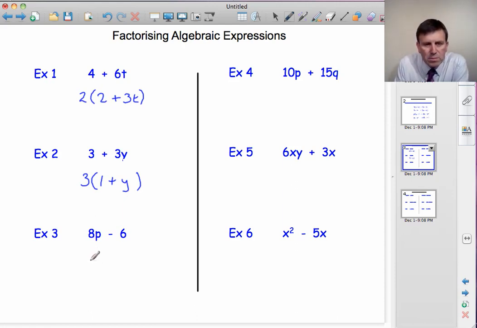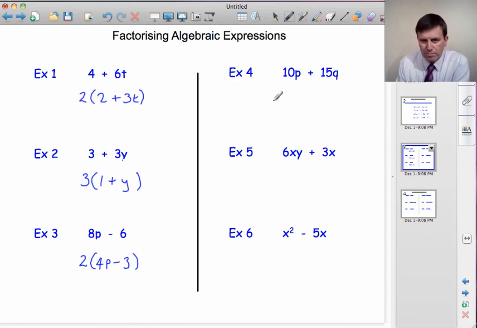Example 3. 8 and 6. Common factor, 2 I can pull to the front. Can't get a p because there are no p's over here. Let's rebuild the expression. What do I multiply 2 by to get 8p? I need to multiply by 4 to get 2 4s up to 8. And I also need the p. 2 times 4p is 8p. Minus, what do I multiply 2 by to get up to 6? 3. 2 3s are 6. 2 times minus 3 is minus 6.